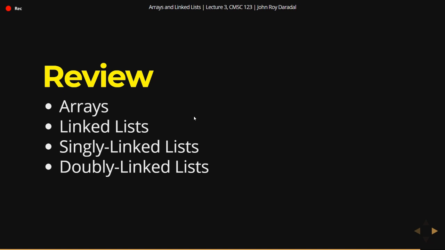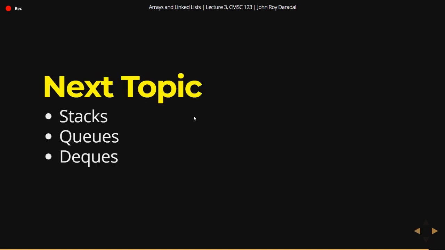Okay, so we will use the arrays and linked lists later on to implement our abstract data types like stacks or queues. So we'll learn more about that in our laboratory class. Okay, so that's it for today. And in our next topic, we will take a look at the first two ADTs, which are stacks and queues. And then there's an extension of a queue, the double-ended queue, which is called a deque.